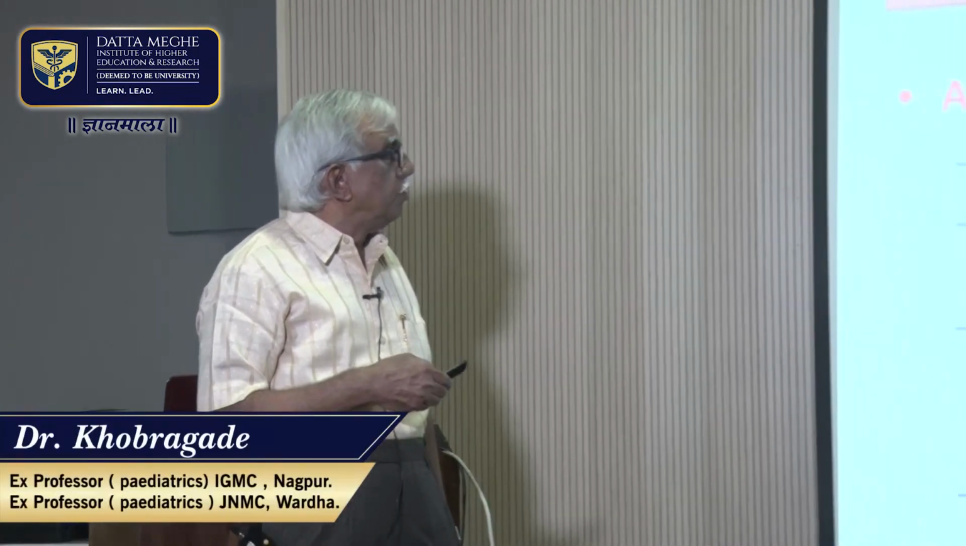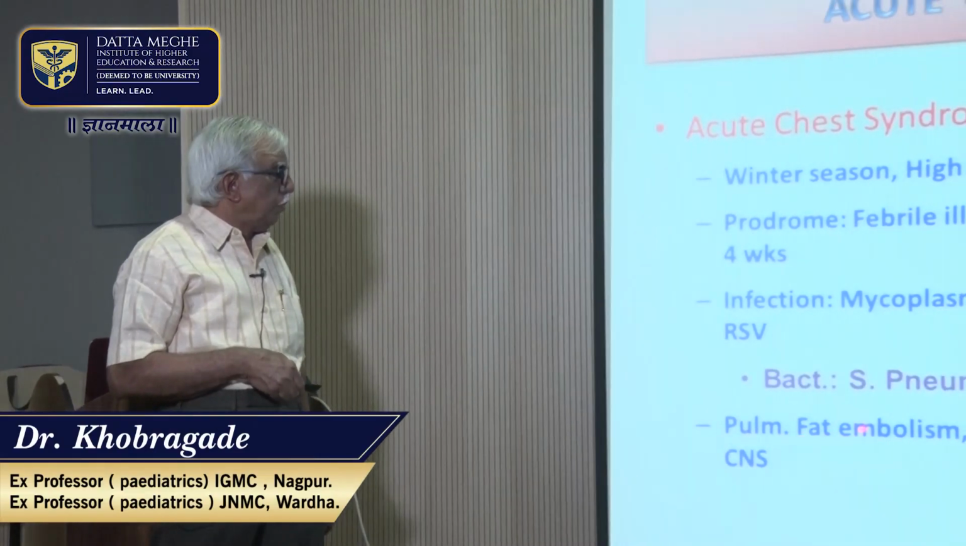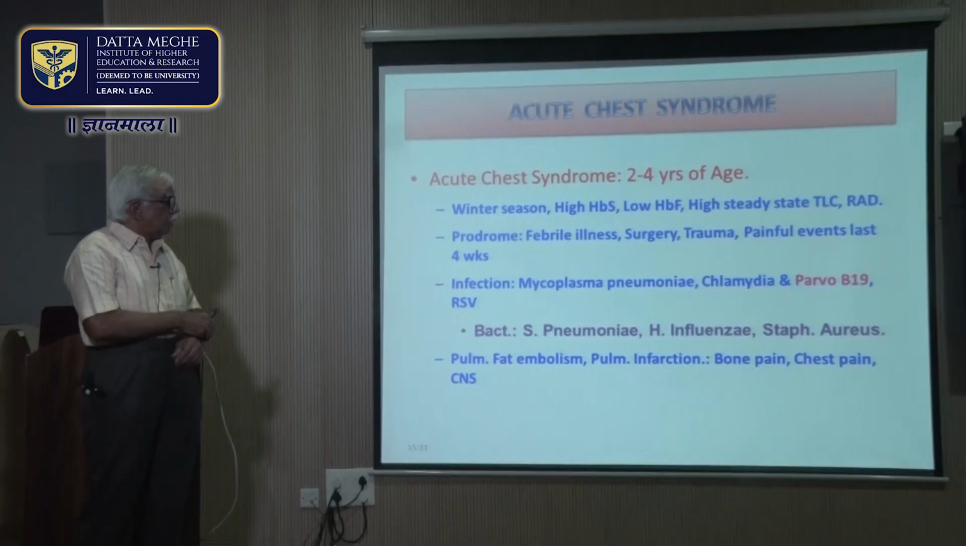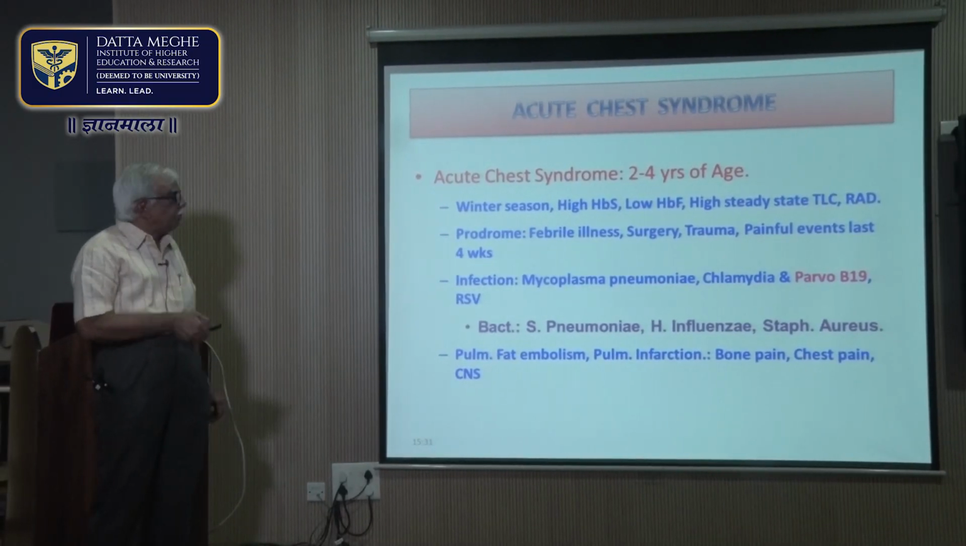Infections such as mycoplasma pneumoniae, chlamydia, parvovirus B19, RSV infection, and other bacterial pneumonias are all associated and can give rise to acute chest syndrome. Pulmonary fat embolism, pulmonary infarction, bone pain, and chest infection are all associated with acute chest syndrome.